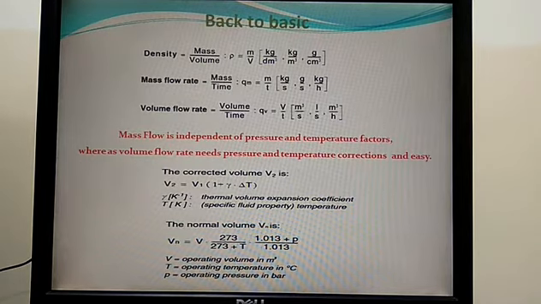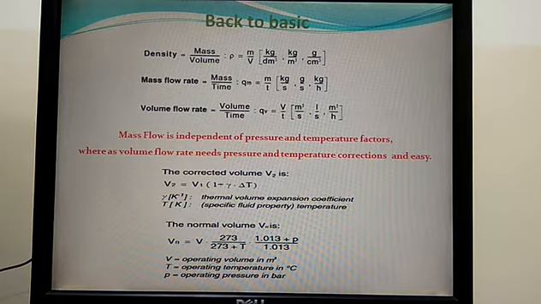Back to basics. We know, as we have been taught in our 10th or 12th standard, density equals mass by volume, mass flow rate equals mass by time, and volume flow rate equals volume by time. Mass flow is independent of pressure and temperature factors, whereas volume flow rate needs pressure and temperature correction, and it's easy to use in process industry.